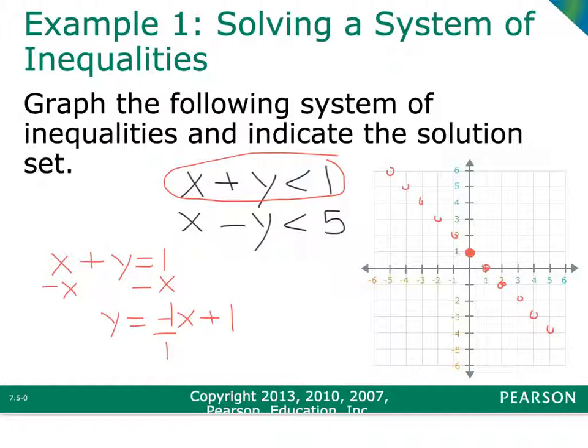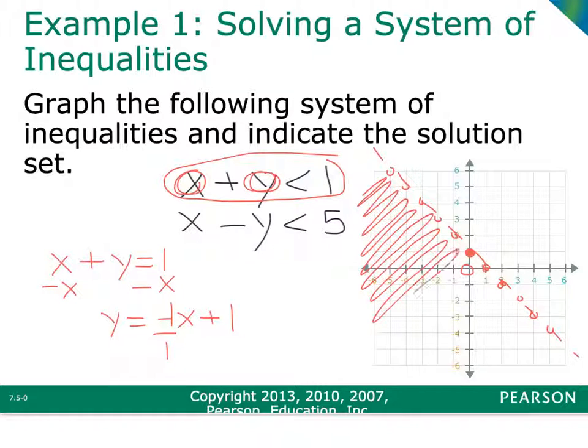Now you have to decide which type of line to use. Since we have just a less than symbol, we are going to use a dashed line. And you have to decide which side of the line to shade, because what we could do is use our test point of 0, 0. If I substitute 0 for x and 0 for y, let's see if it makes a true statement. Is 0 plus 0 less than 1? It is, so I would shade the side of the graph that had the test point on it. If the test point was false when I substituted it in, then I would shade the other side of the graph.